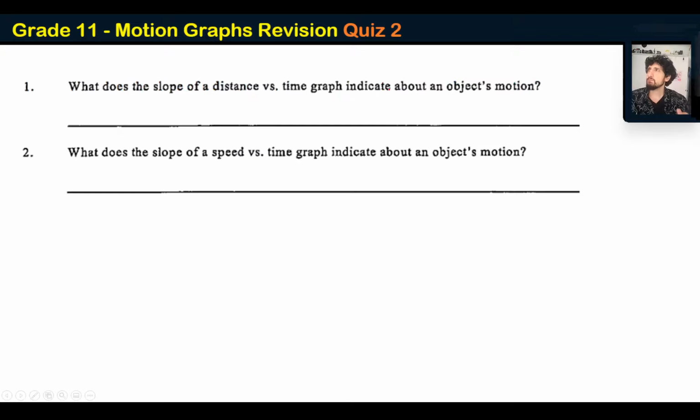Okay, moving on. What does the slope of a distance versus time graph indicate about the object's motion? Well, hopefully by now you should know the slope of a distance time graph represents speed. Speed. Okay, because it's distance versus time. What does the slope of a speed time graph indicate about the object's motion? So that is going to be something else. That's going to be acceleration. Okay? That's the difference between the two.